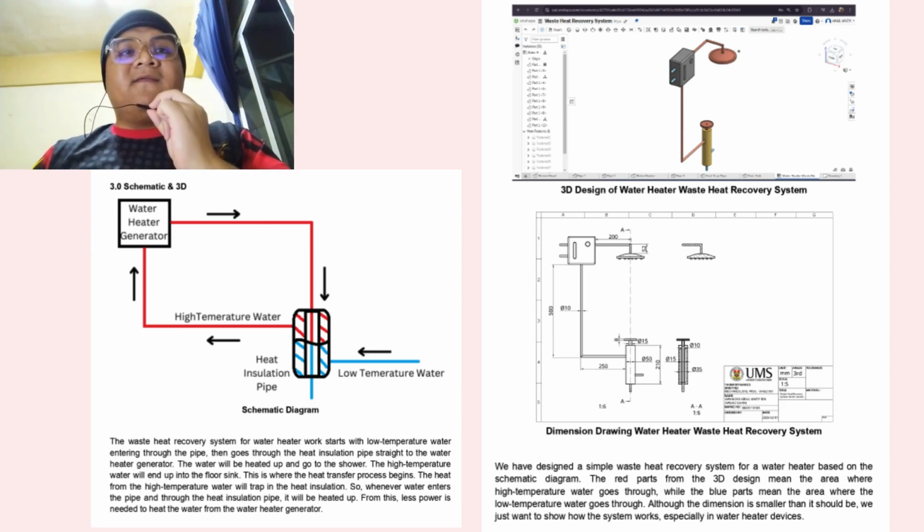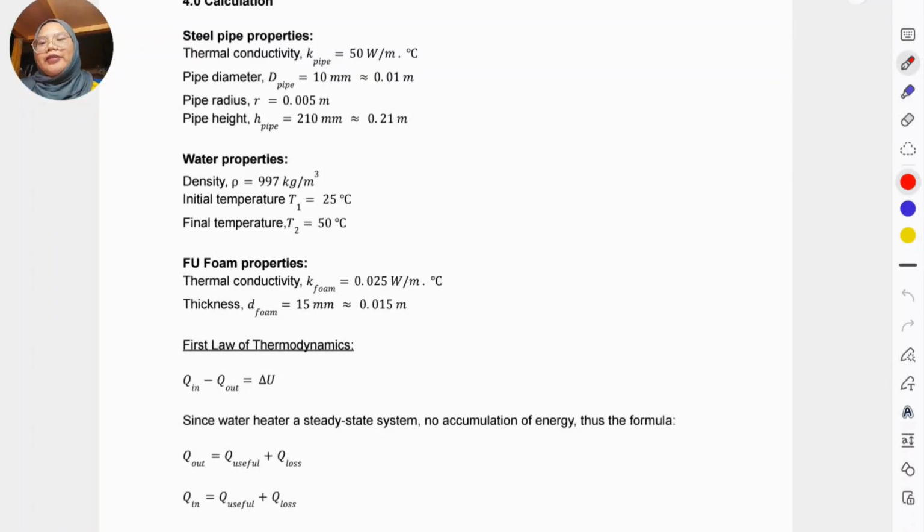The heat from the high temperature water will be trapped in the heat insulation. So, whenever water enters the pipe and goes through the heat insulation pipe, it will be heated up. From this, less power is needed to heat the water from the water heater generator. Next, I'm going to present the calculation part.